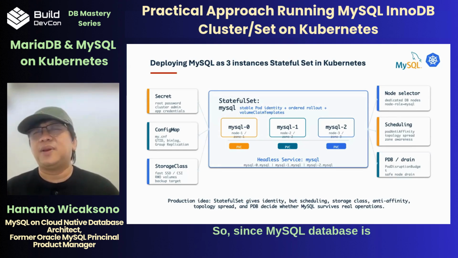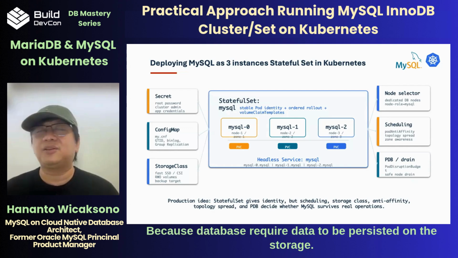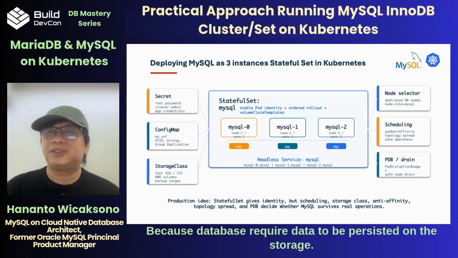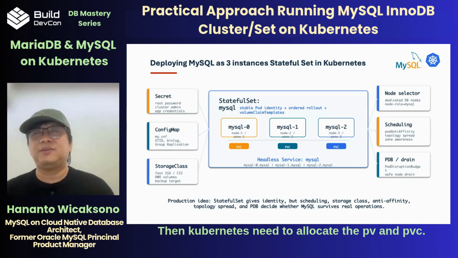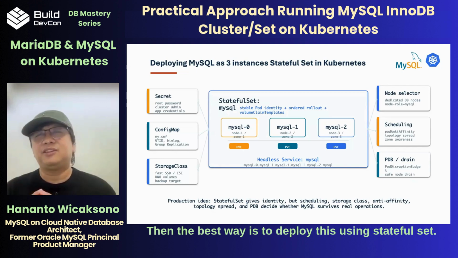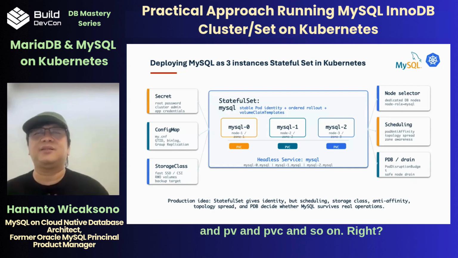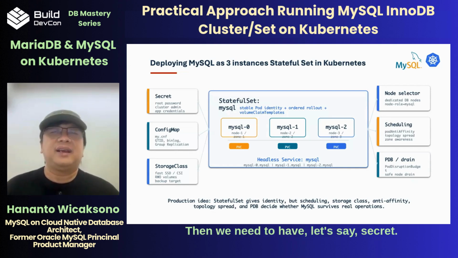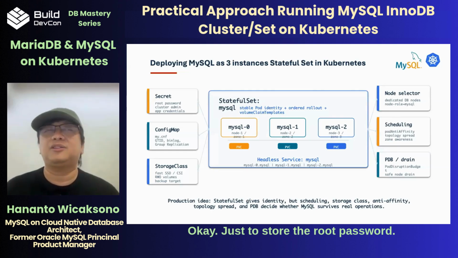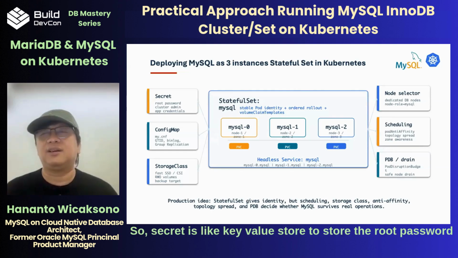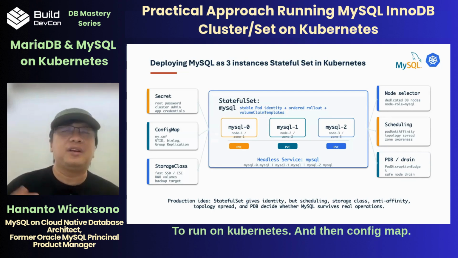Since MySQL database is a stateful application, because a database requires data to be persisted on storage, Kubernetes needs to allocate the PV and PVC. The best way is to deploy this using a StatefulSet, because it's easy to link the containers and the PV and PVC. Then we need a secret to store the root password. A secret is like a key-value store for the MySQL root password when we spin up MySQL to run on Kubernetes.